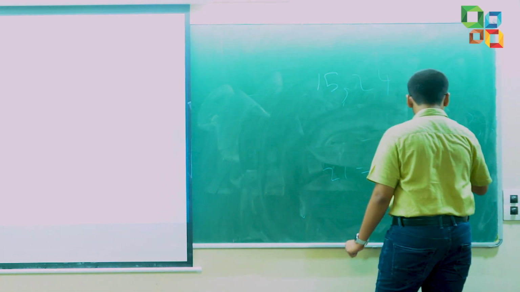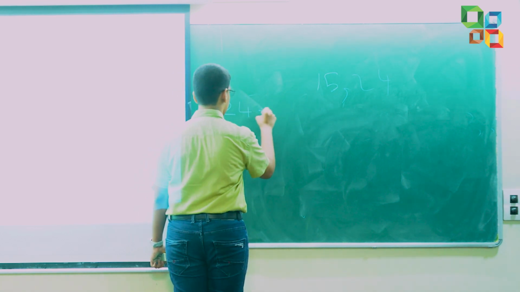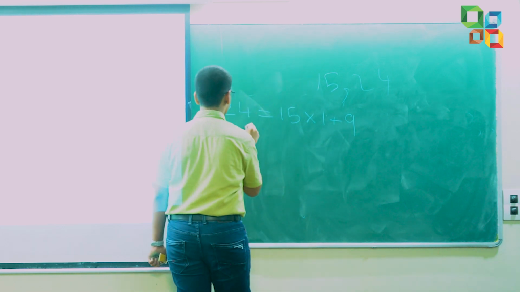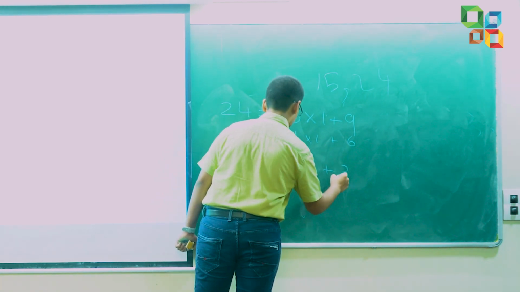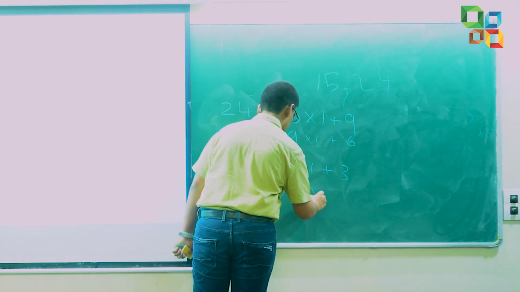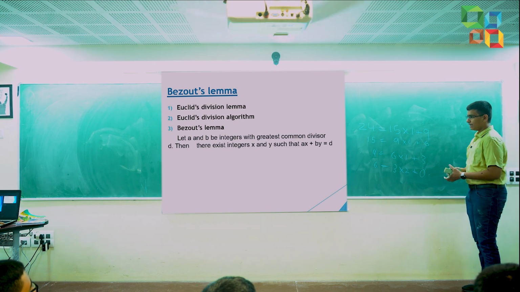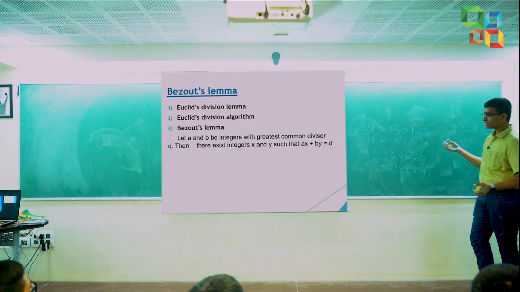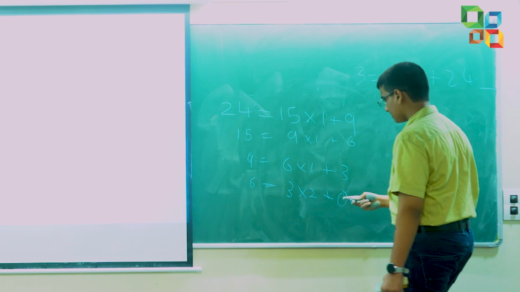Now that was Euclid's division algorithm, and then I write these steps down again. 15 into 1 plus 9. Now we learn something called Bezout's lemma, wherein you go backwards here. The statement was that if you have the GCD or the HCF, which was 3 here, then 3 is equal to 15 into something plus 24 into something. That was the statement of Bezout's lemma. You can always do this. How do you actually do this here?